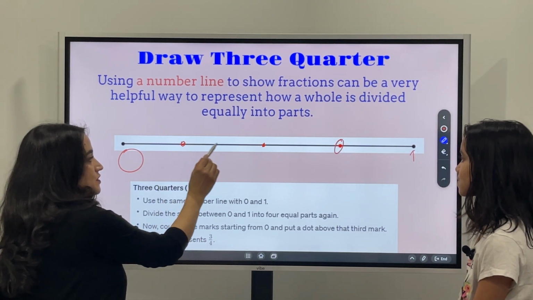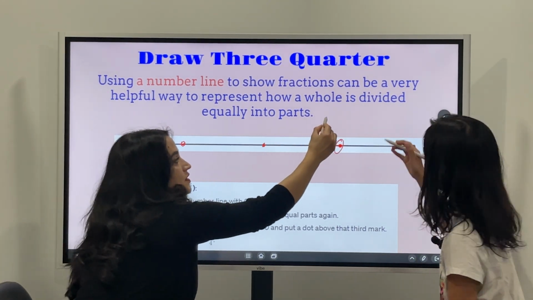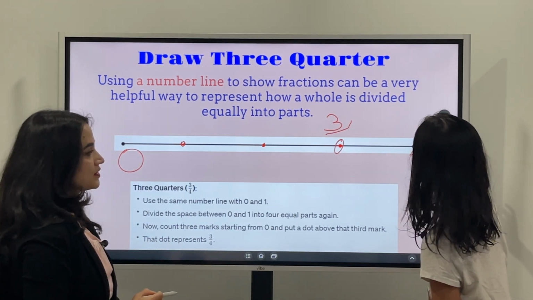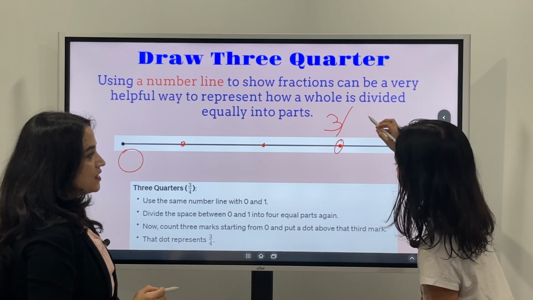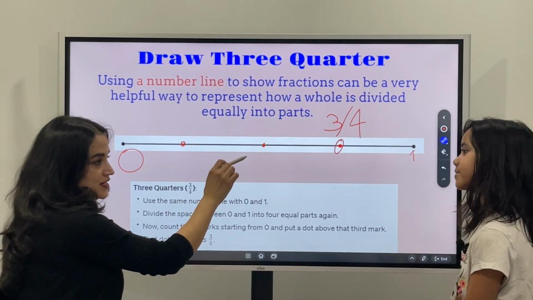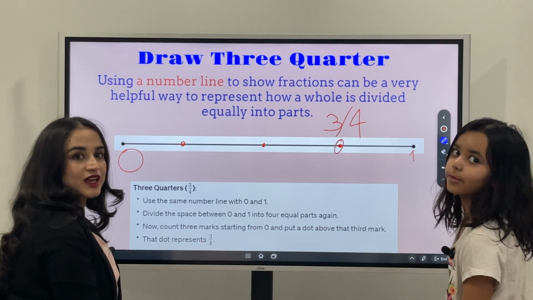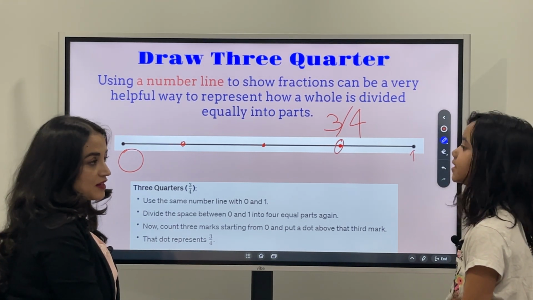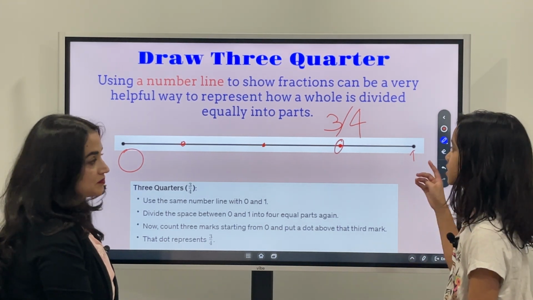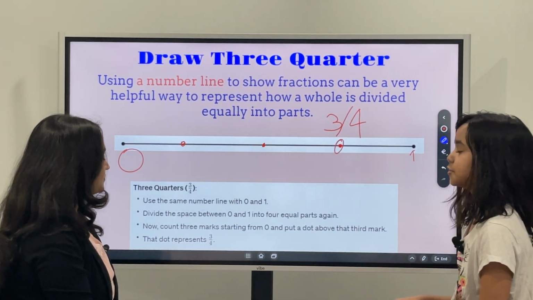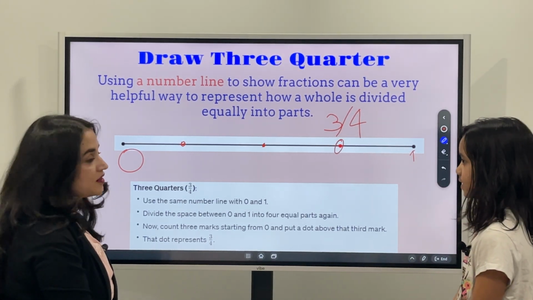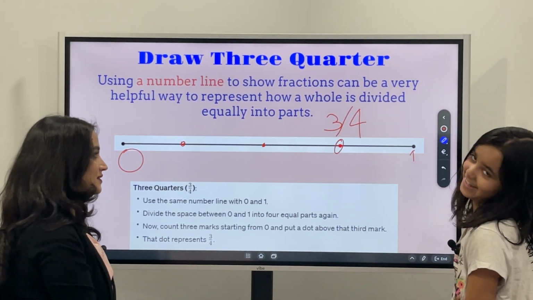So this is 1, 2, 3. So this will be 3 by 4. The numerator is 3. We're talking about 3. And then the denominator is the total spaces there are. There's 4. So that's the 4. And that's how we make 3 quarter on the number line.